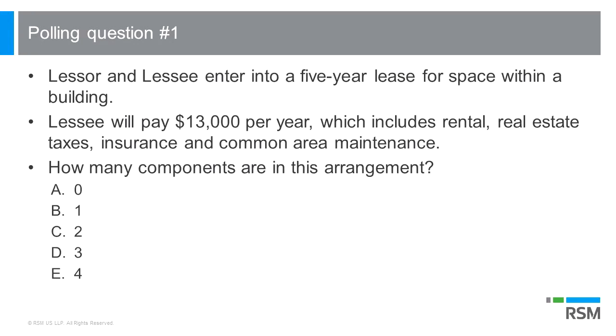Lessee will pay $13,000 per year, which includes rental, real estate taxes, insurance, and common area maintenance. How many components are in this arrangement or contract? I'll give a few seconds or minutes here and let people have a chance to respond. Anticipation is killing me here. The answer is C. There's two components. The components are the lease component and two, the common area maintenance.